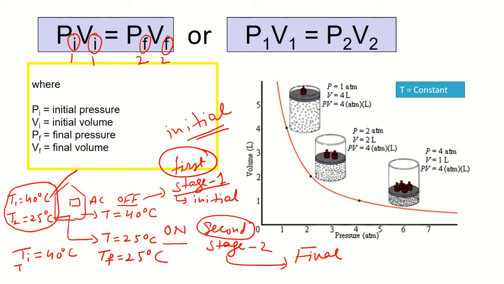So I can write it in the form of T1 or T2 or Ti or Tf. They have the same meaning. That's why the formula in this form and the formula in this form are similar. You should know both ways in which the parameters are used in the formulas, because in the examination the parameters may come in the form of I or F, or in the form of 1 and 2. So you should be aware of both types of parameters.